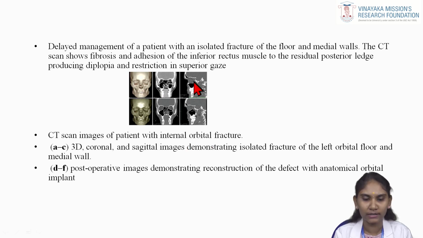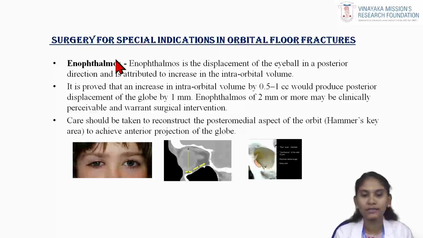So see the top, A, B and C. These are coronal and sagittal images demonstrating the isolated fracture of the left orbital floor and the medial wall. And the images D, E and F are post-operative images. The reconstruction is done for the defect with an anatomical orbital implant, okay. And surgery for special indication in orbital floor fractures.